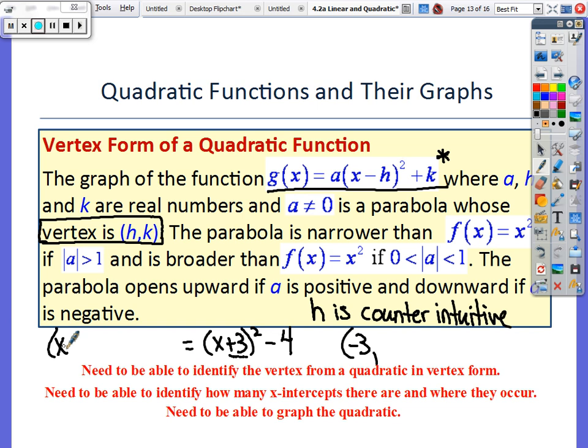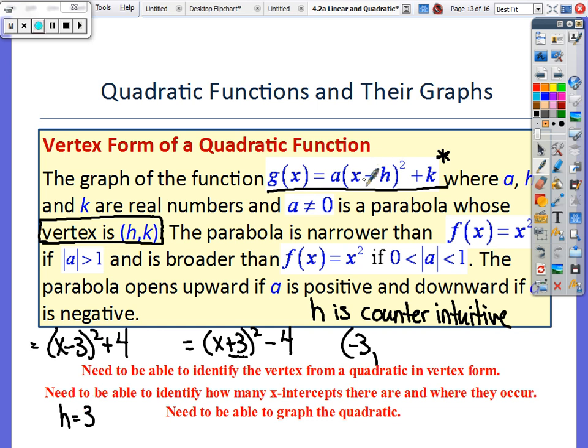Let's say I gave you (x minus 3) squared plus 4. Okay, a little different on this one. It looks like it should be negative 3, but actually it's counterintuitive, so that means that your h is 3 for this problem right here. Now, if we go back and say what the k is, now the k is not counterintuitive. The k is exactly what you see.